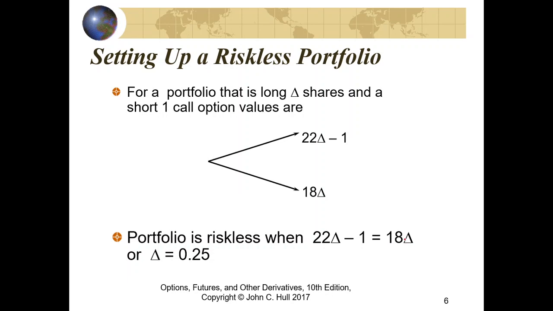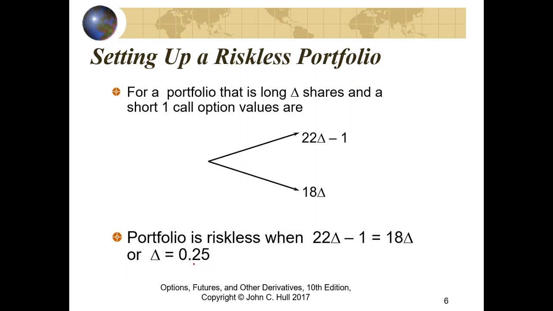Now delta here is just a factor. It's like an x or y or any other factors that we are dealing with. But we use delta here for a purpose. Since I set up the equation this way, now I solve for delta. So I take the unknowns on one side and the numbers on the other side. So we will have 22 delta minus 18 delta is equal to 1, which means 4 delta is equal to 1. That will lead us to delta is equal to 0.25.